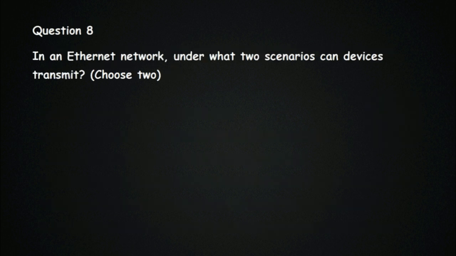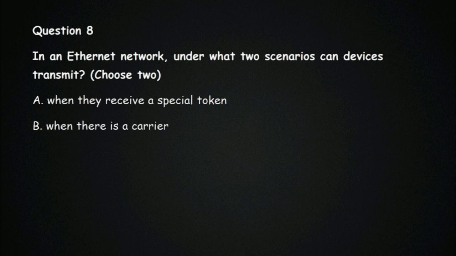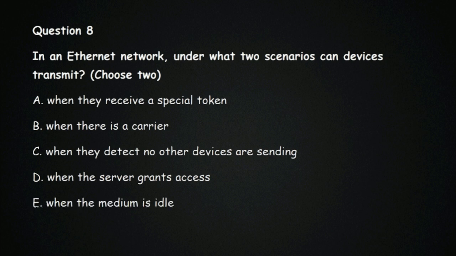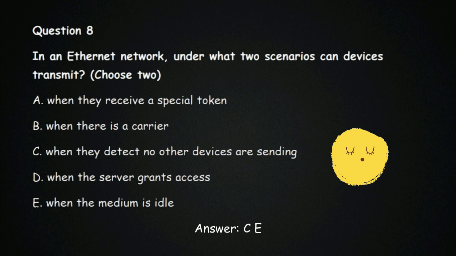Question 8. In an Ethernet network, under what 2 scenarios can devices transmit? Choose 2. A. When they receive a special token. B. When there is a carrier. C. When they detect no other devices are sending. D. When the server grants access. E. When the medium is idle. Answer is C and E.